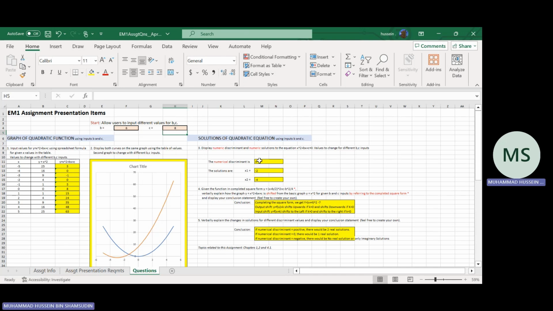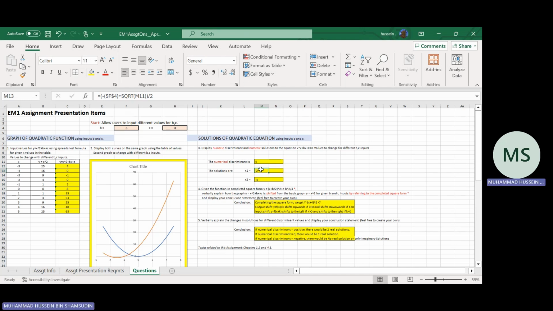Question 3 displays the discriminant, which is b squared minus 4ac based on the quadratic equation. Using the spreadsheet formula, there will be F4 squared minus 4 times H4, which is c.